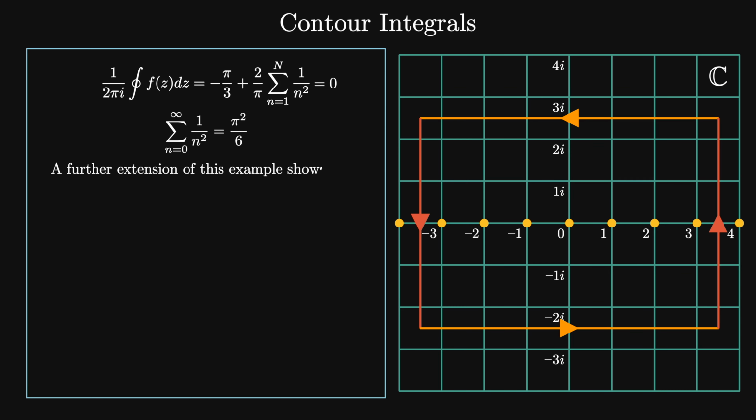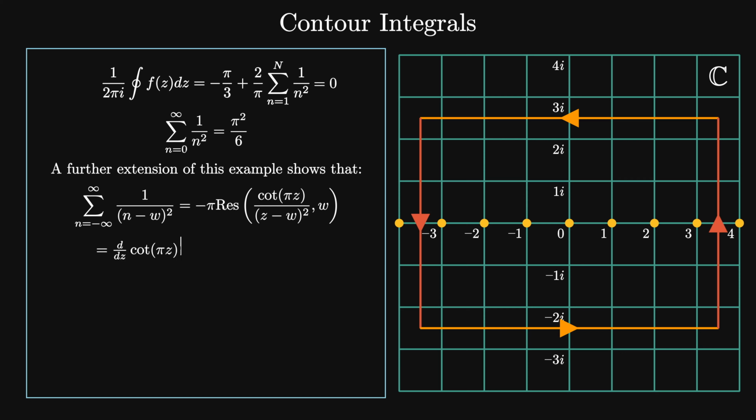A further extension of this example shows that the sum from n equals minus infinity to infinity of 1 over n minus w squared equals minus pi times the residue of cotangent pi z divided by z minus w squared, evaluated at w, its only pole. This equals d by dz of cotangent pi z evaluated at z equals w, which equals minus pi divided by sine squared of z minus w.